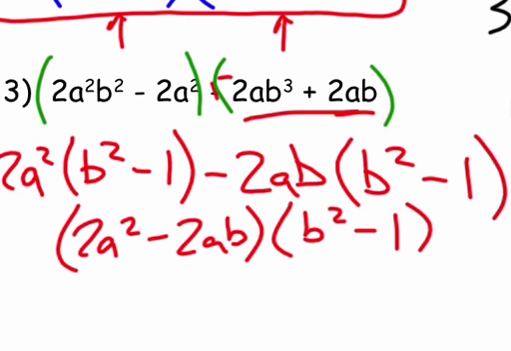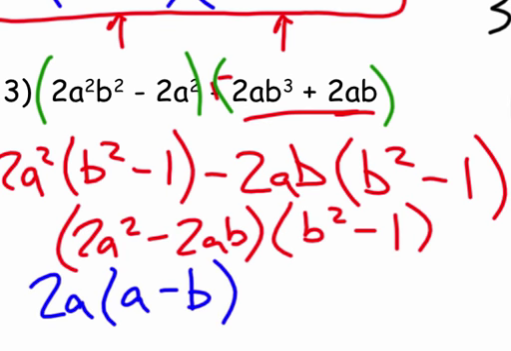Well, I got to look. Can I factor this? Well, let's take a look at this first one. Looks like I can pull something out of this, can I? I can pull out a 2a. Well, what's left? A minus b. Okay. What about this next one? Can I factor anything out of it? No. But I always got to check.